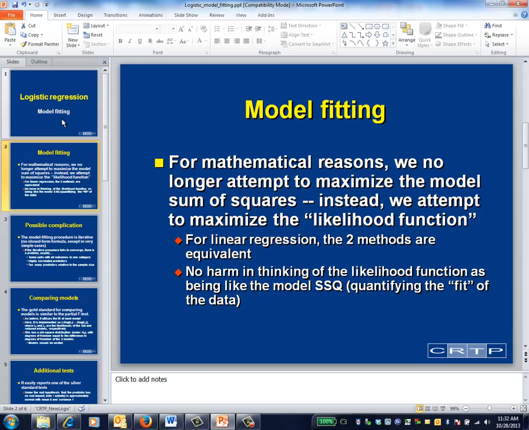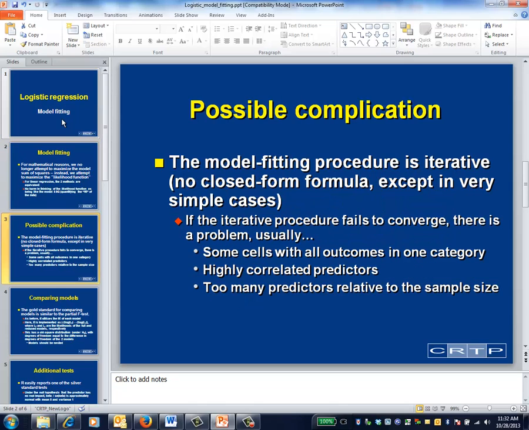for logistic regression, what R does isn't to maximize the sum of squares associated with the model, but instead is doing something similar, which is to maximize something called the likelihood function. We don't have to worry about precisely what this function is, and indeed for continuous outcomes, maximizing the likelihood function and maximizing the model sum of squares are equivalent. These two concepts aren't equivalent for logistic regression, but it does no harm whatsoever to imagine that what R is trying to do is essentially the same thing as what you're used to seeing for continuous outcomes.